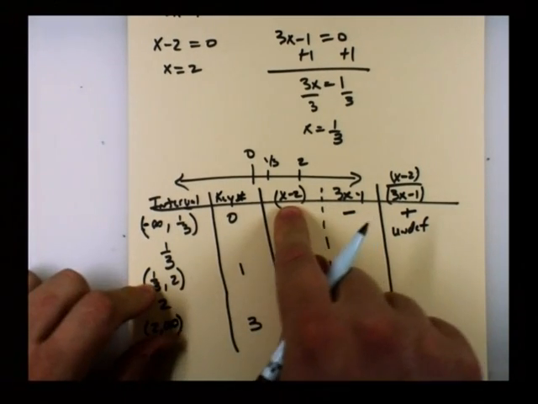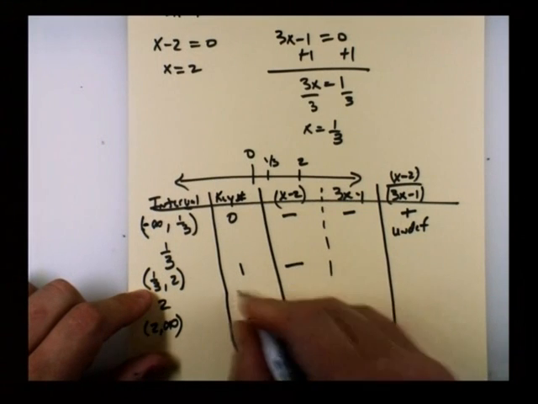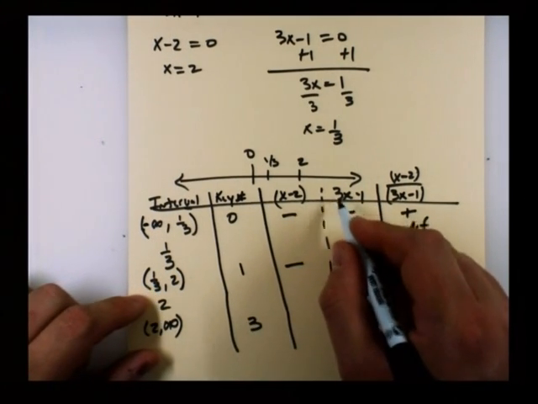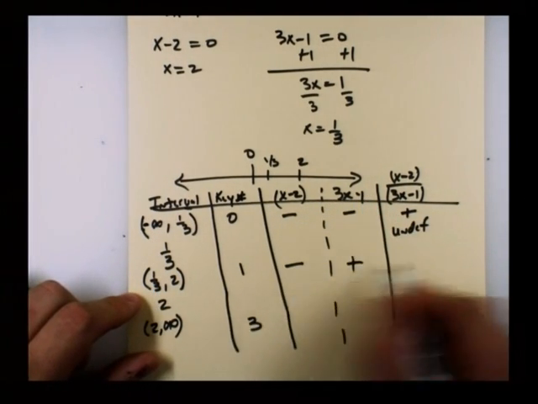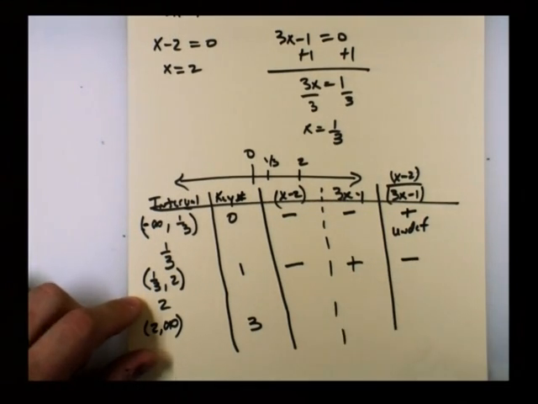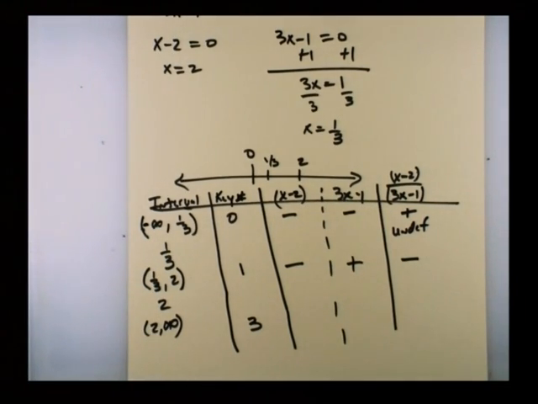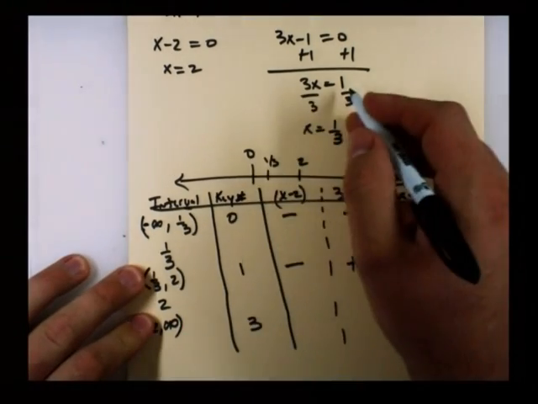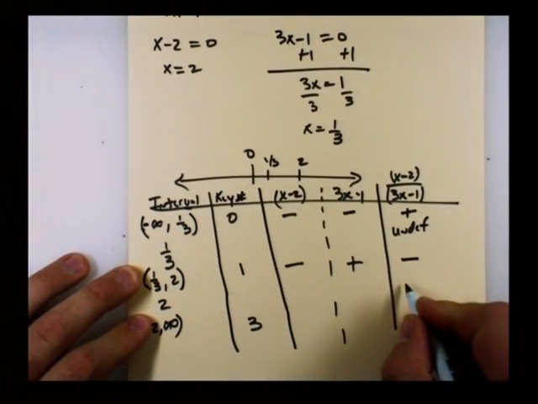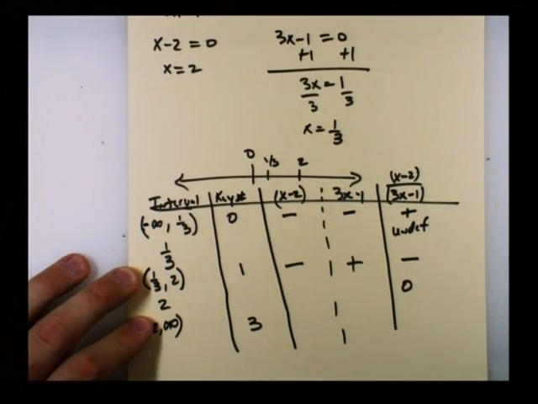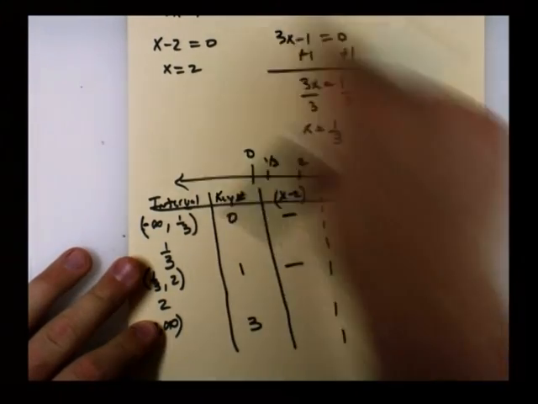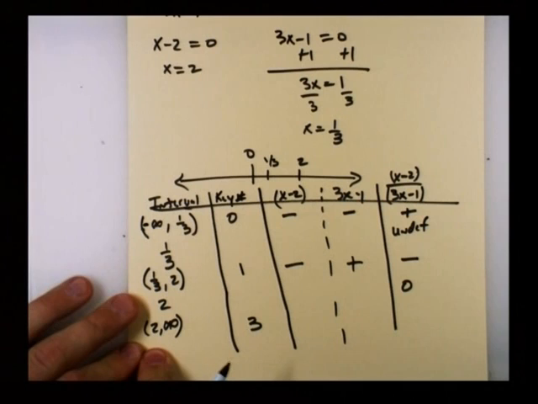Plug in 1. 1 minus 2 is negative. 3 times 1 is 3. 3 minus 1 is positive. Negative divided by a positive is a negative, which for us ends up again being a good thing because that's part of our solution set. Plug in 2. 2 gives us 0, which is good because that's part of our solution set.